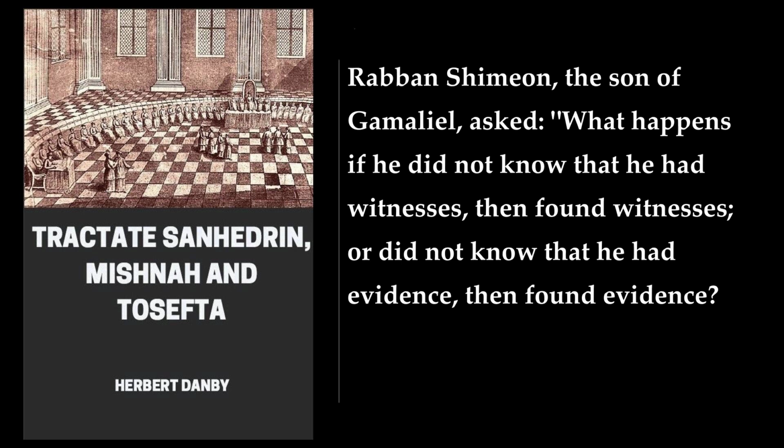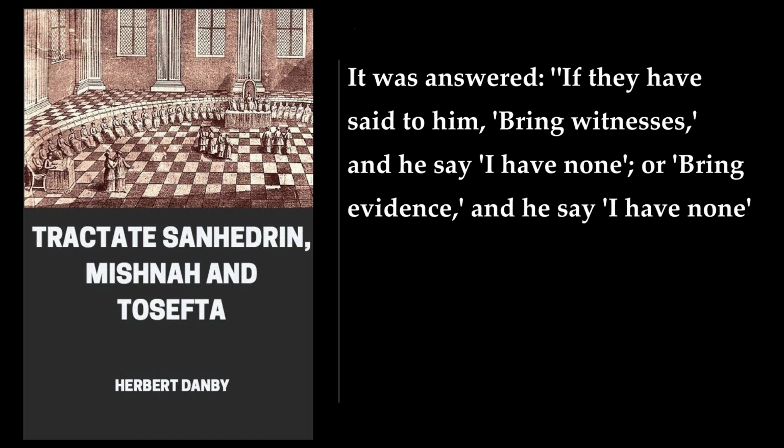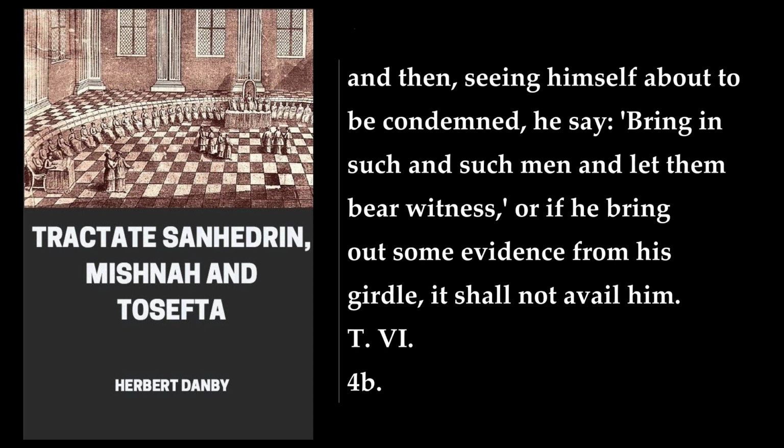Rabban Shimeon, the son of Gamaliel, asked, "What happens if he did not know that he had witnesses, then found witnesses, or did not know that he had evidence, then found evidence?" It was answered, "If they have said to him, 'Bring witnesses,' and he say, 'I have none,' or, 'Bring evidence,' and he say, 'I have none,' and then, seeing himself about to be condemned, he say, 'Bring in such and such men and let them bear witness,' or if he bring out some evidence from his girdle, it shall not avail him."